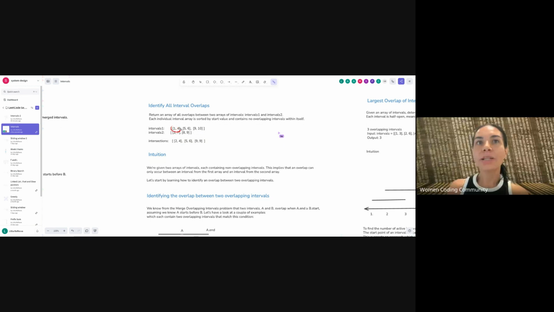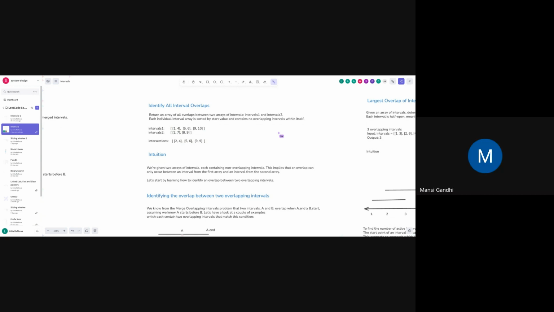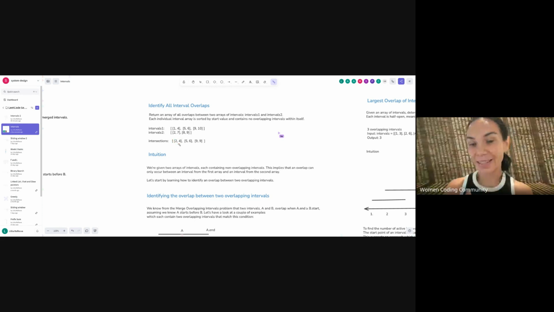Say again? No, intersection. We are looking at intersection here. Okay, sorry. Yeah, now I got it. Sorry. It's fine. Yeah, intersection. We are not merging them.